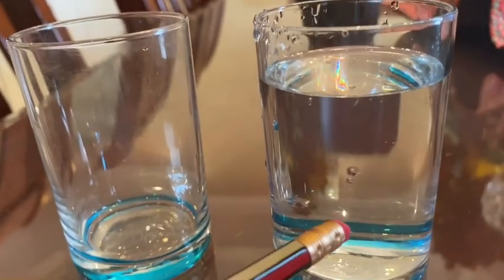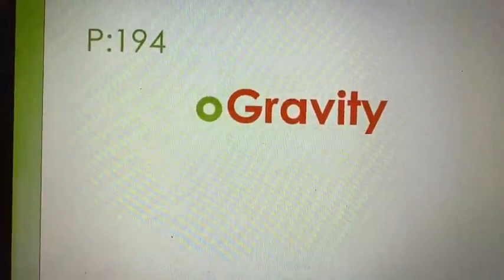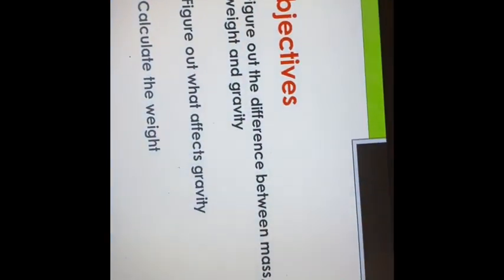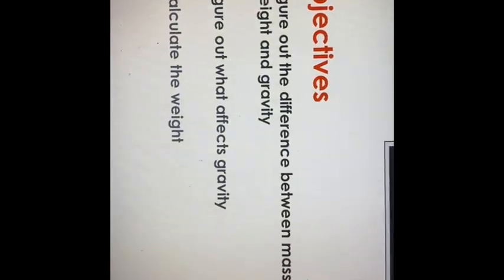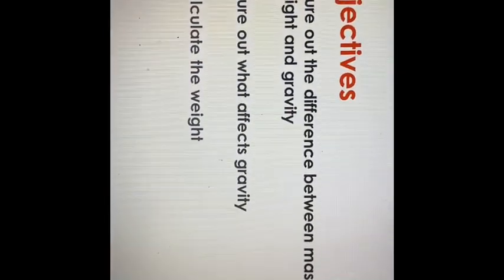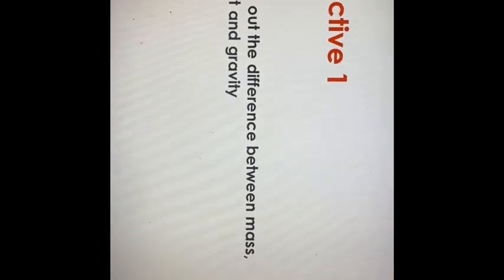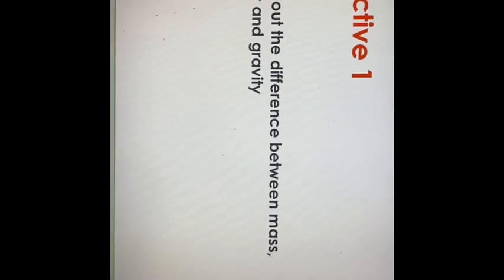So the mass is anything. Today's lesson is gravity. It is in page 194. Objectives for today: we will figure out the difference between mass, weight, and gravity. We will figure out what affects the gravity, and we will calculate the weight. The new words for you are mass, weight, gravity, and free fall. Objective number 1, figure out the difference between mass, weight, and gravity.